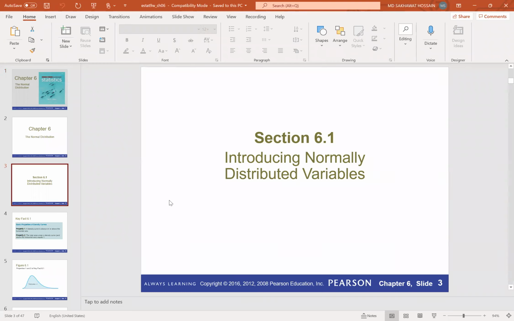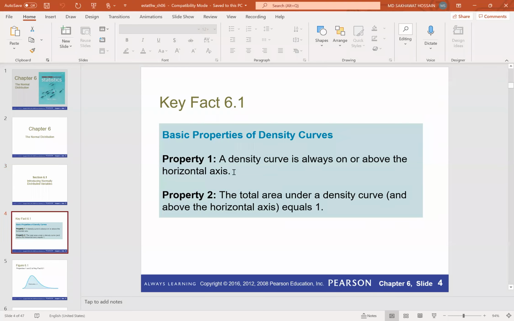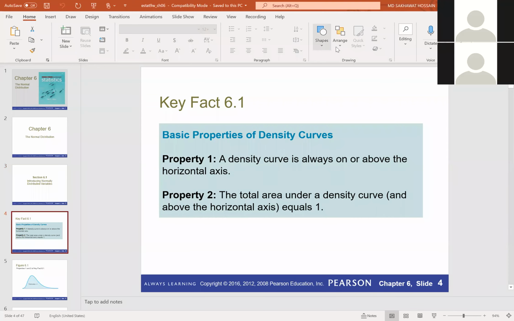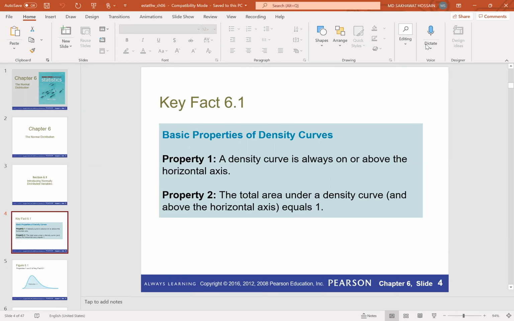Okay, so in the first section, we'll introduce the normally distributed variables. And before discussing normal distribution, first we'll discuss the basic properties of density curve. So property 1 is a density curve is always on or above the horizontal axis. That means the density curve will always be on the horizontal axis or above it. So the y values will always be positive. The density is always positive.